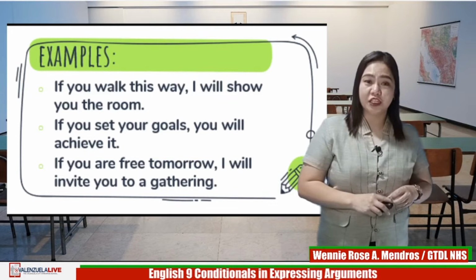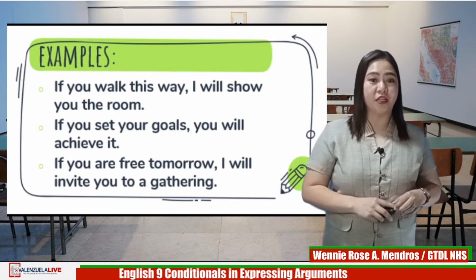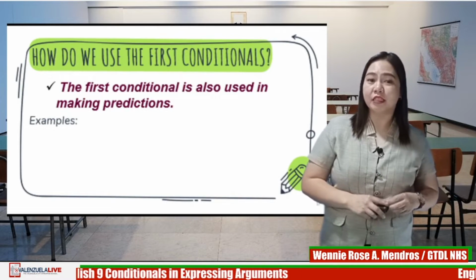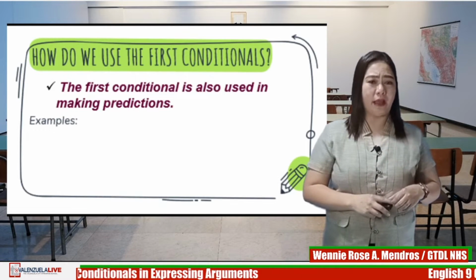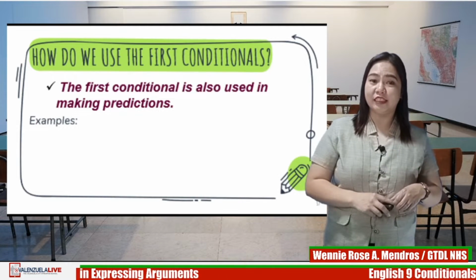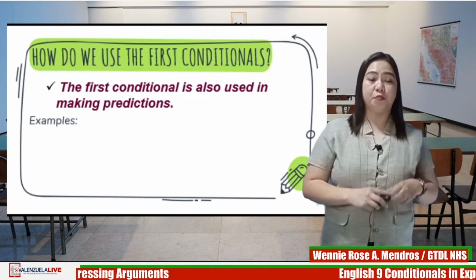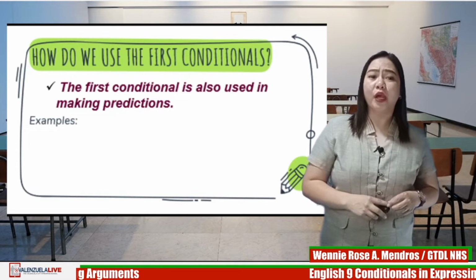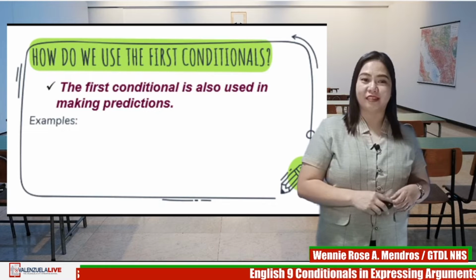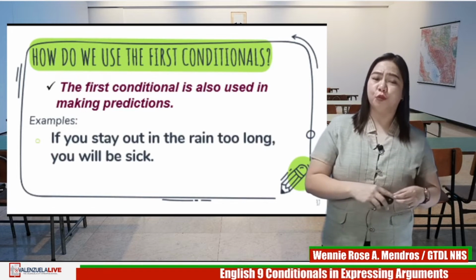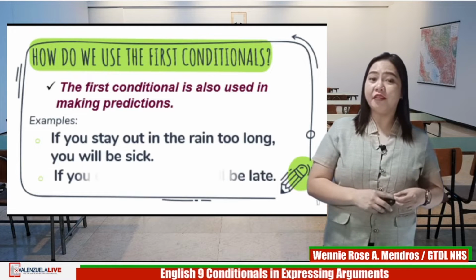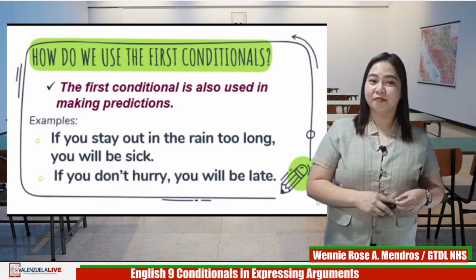The first conditional is also used in making predictions. When we say prediction, it is a statement you make about what you think will happen in the future. You can use the first conditional sentence to say what you think will happen in a specific situation or when a specific event happens. Here are some examples. If you stay out in the rain too long, you will be sick. And if you don't hurry, you will be late.